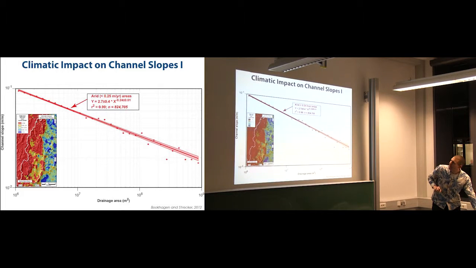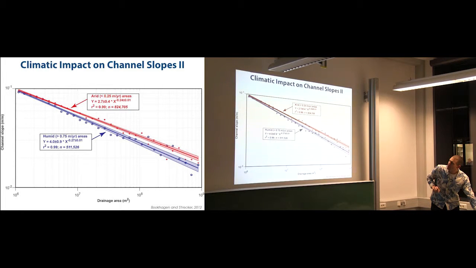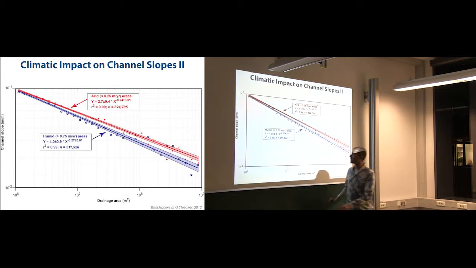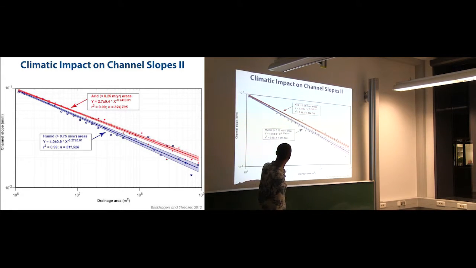If we do the same exercise for the humid regions, in other words, for regions where you have more water in the landscape, your channel slopes are less steep for the same given drainage area. So let's say we have a drainage area of 10 to the 7 square meters, which is 10 square kilometers, so it's a reasonably sized catchment. If we look at the very wet region, we have a channel slope that is less than the channel slope for the arid regions. So why would that be?